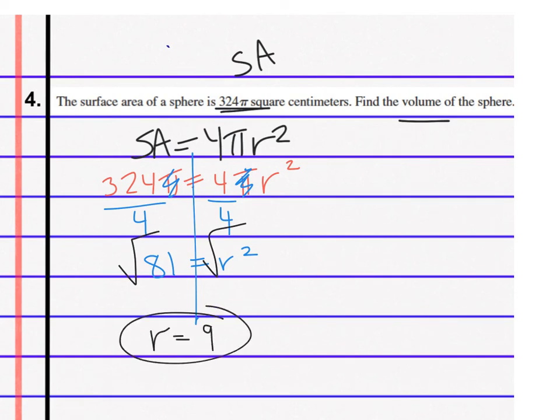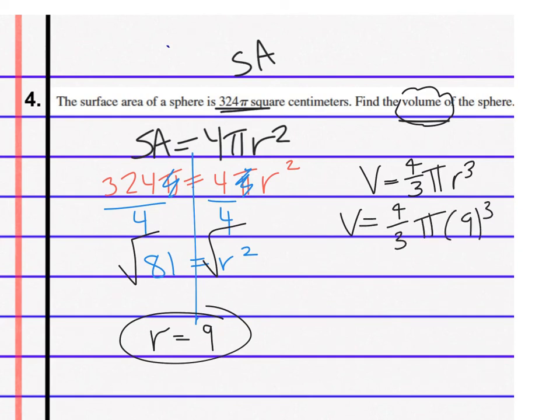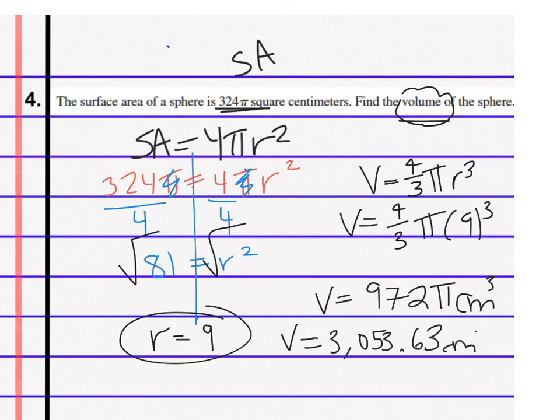All right, next, my big goal is to find the volume of the sphere. So the volume formula is 4/3 pi r cubed. So we just plug in 9. 4/3 pi times 9 to the third power. You can put that whole thing in your calculator. I am getting either 972 pi centimeters cubed if you leave it in terms of pi, or 3053.63 centimeters cubed if you take the time to multiply it out.